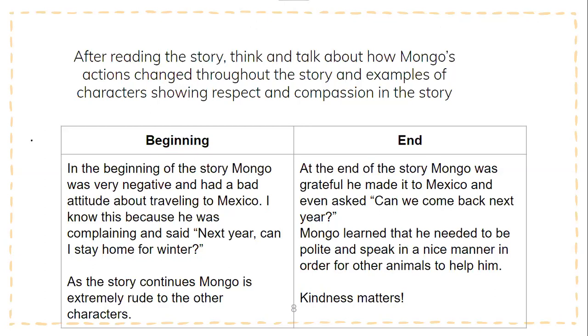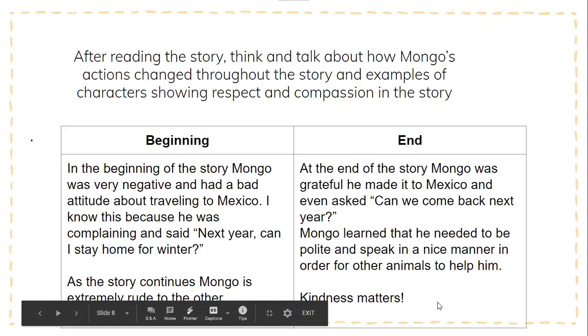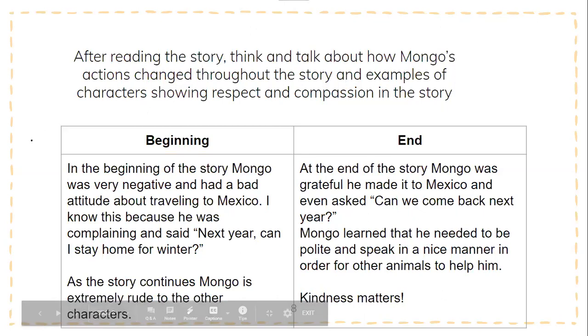So, how did he change at the end of the story? At the end of the story, Mongo was grateful he made it to Mexico and even asked, "Can we come back next year?" Mongo learned that he needed to be polite and speak in a nice manner in order for other animals to help him. Kindness matters. So Mongo's actions changed throughout the story, from the beginning to the end.